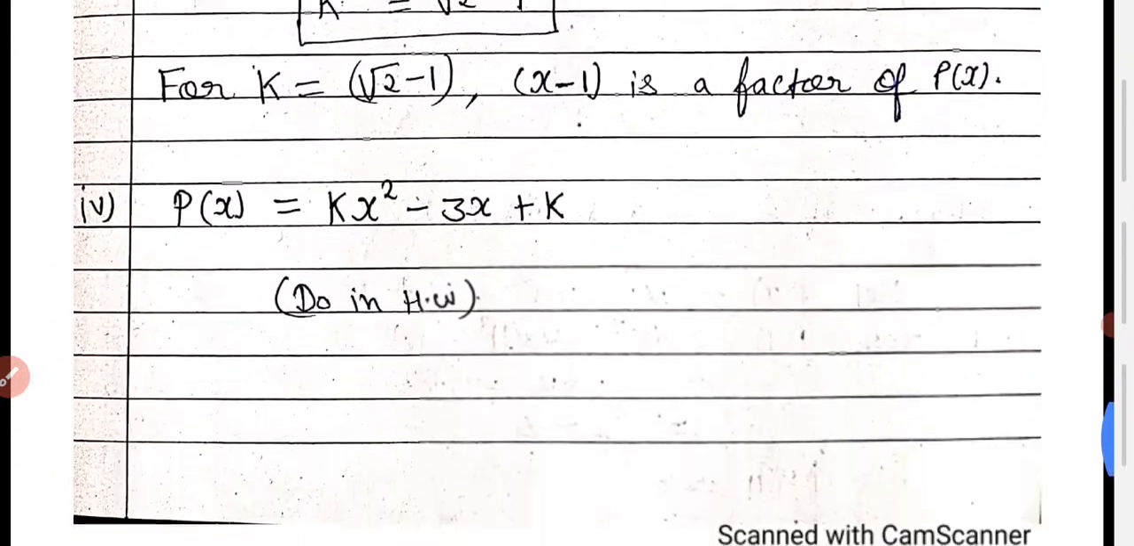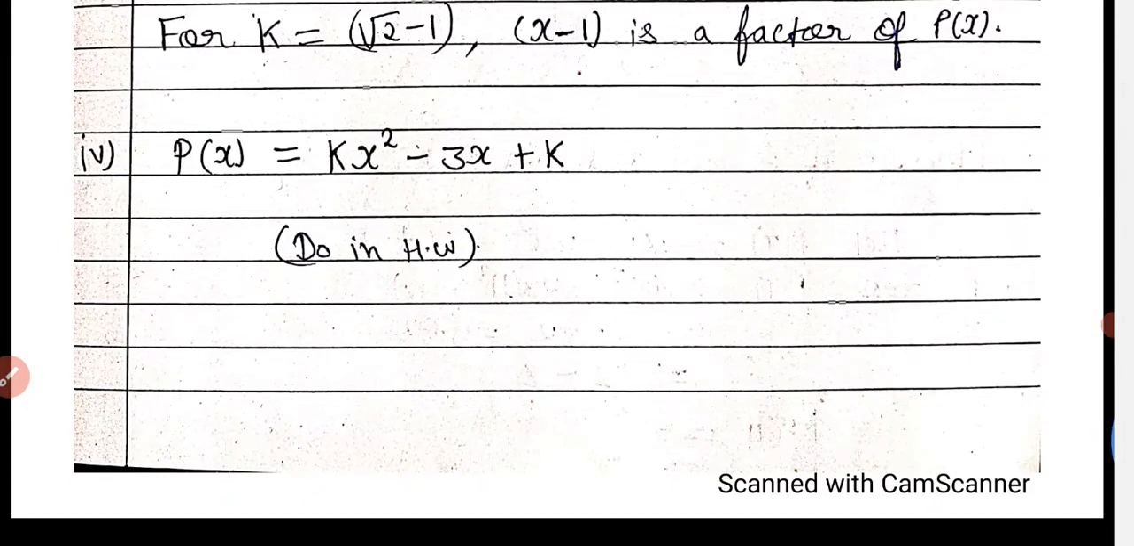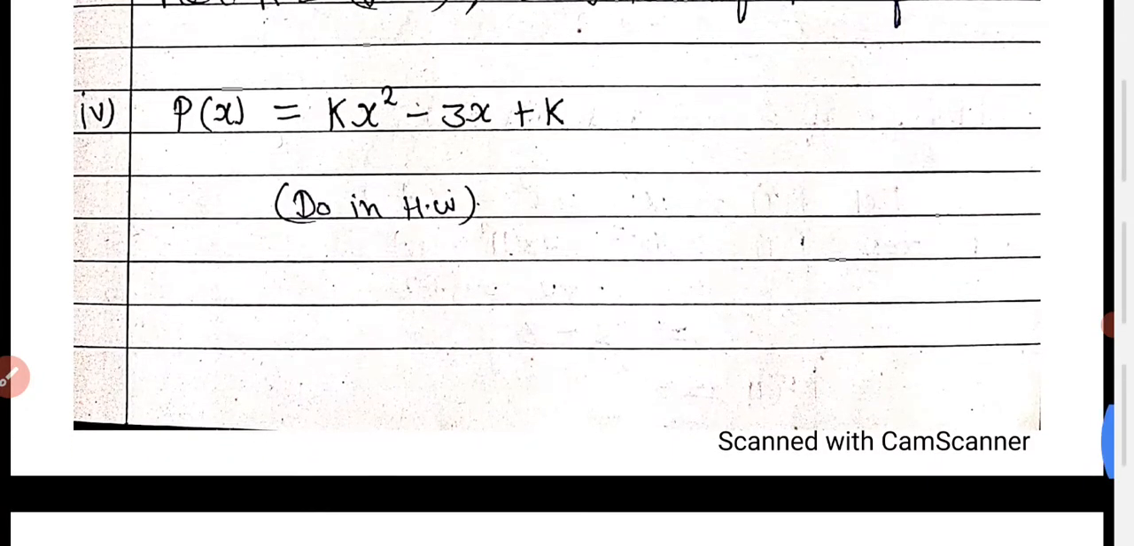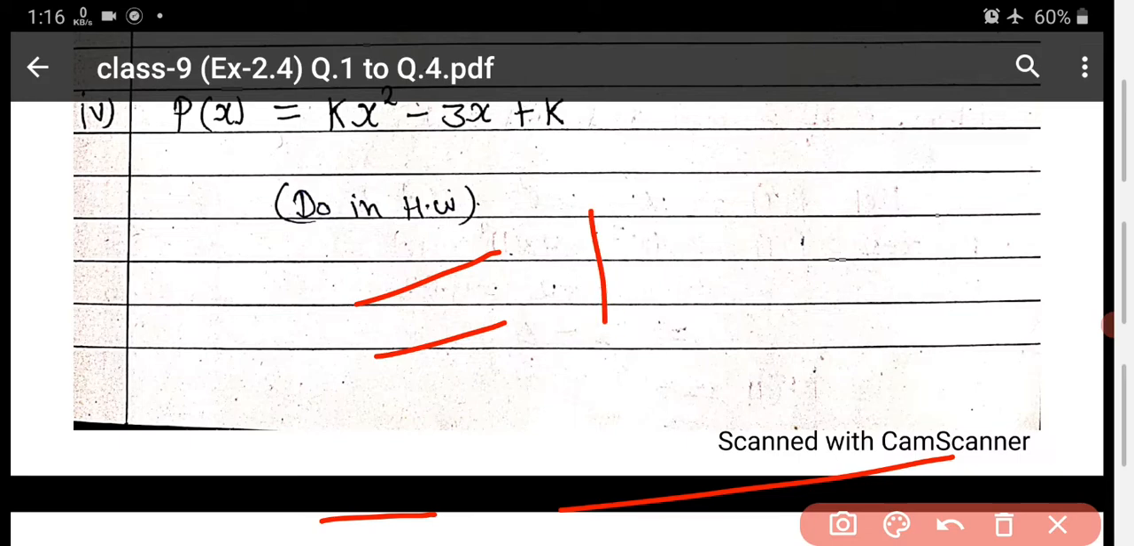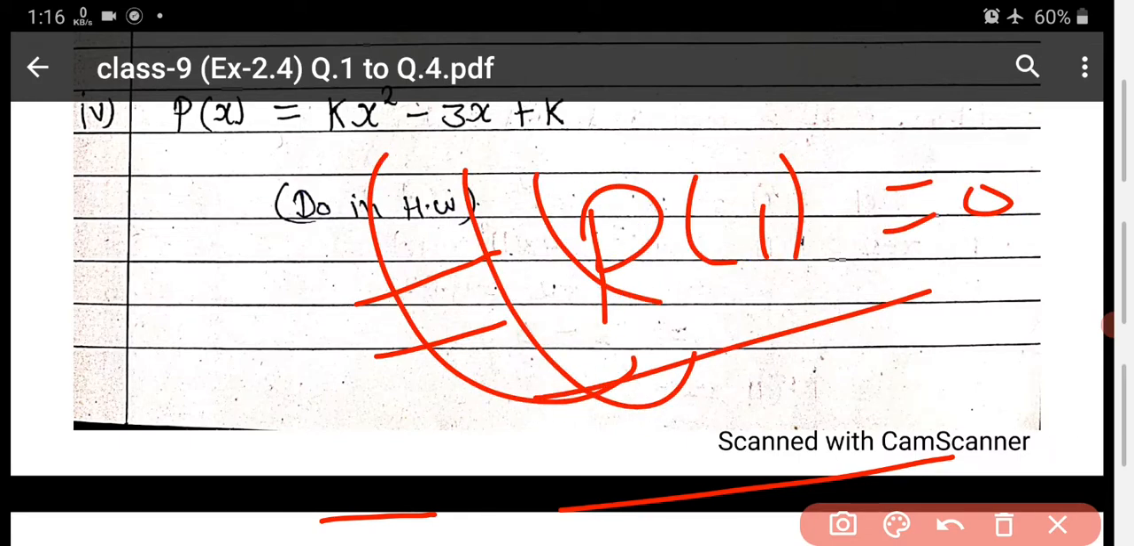Now come on to the fourth part: p(x) is equal to kx square minus 3x plus k. This part you have to try as homework. You have to write p(1) is equal to 0, in place of x put 1 and then solve, you will get your answer.